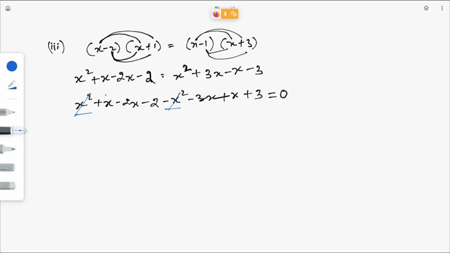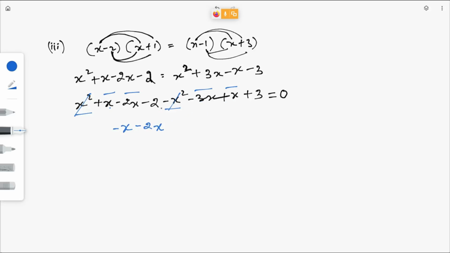Right. After that, what are the x terms you have? 1, 2, 3 and then 4. Right. So what is x minus 2x? X minus 2x is minus x, right? And what is minus 3x plus x? Minus 2x.